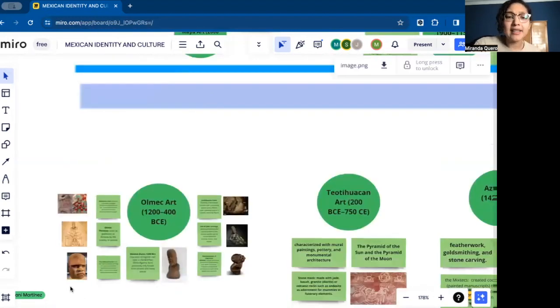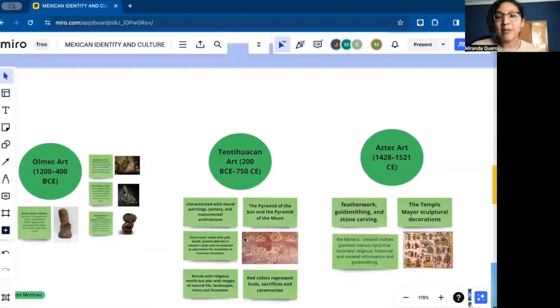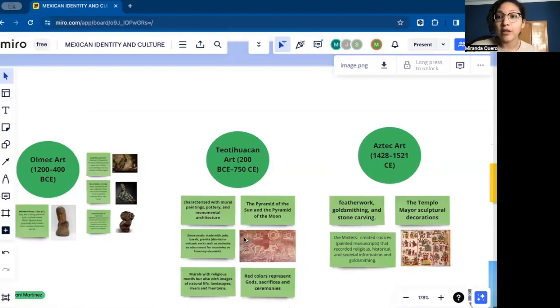In the Olmec art, we can see the representation of the empires in big stones. A fun fact about this is that the stone is not found in the area where it was made, so no one knows how they got there. We have Teotihuacan art, which was built a lot in drawings. The red color, for example, represents a lot of the sacrifice and power that the time had.